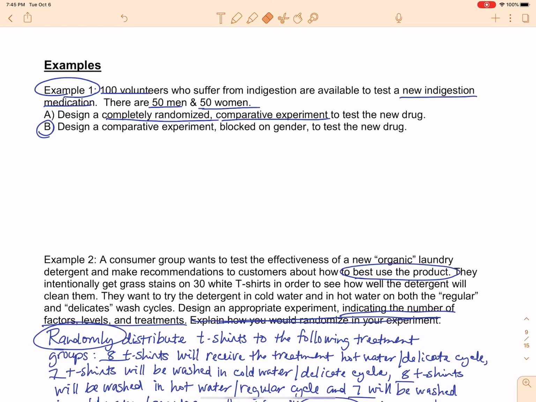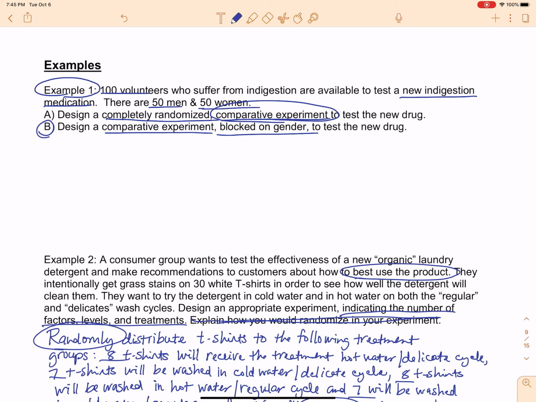When we look at part B, we are designing a comparative experiment again, but this time we're blocking on gender. The only reason we would block is because we believe that men and women will respond differently to this drug and therefore affect our results. Anytime we believe a certain characteristic will affect the outcome, we block on that characteristic. And your blocks are always going to be homogeneous.